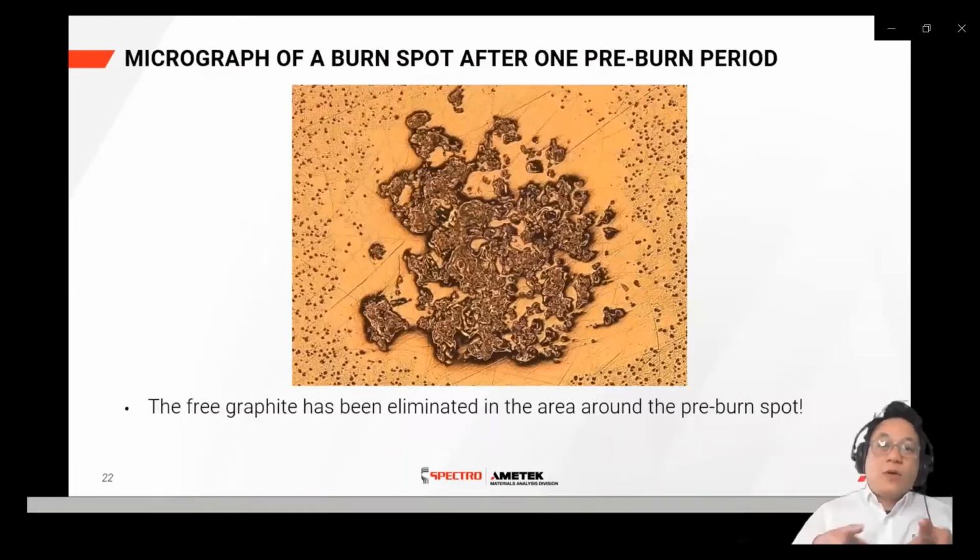Just to give you a little bit more background about Spark OES, let me bring back this cool image from earlier. This shows what's happening during the pre-burn phase on the surface of a sample. The picture shows a micrograph of a pre-burn on a cast iron sample. Around the burn, you can see the globular graphite inclusions, but in the area close to the spark craters, the graphite inclusions are gone. They are burned out, and this behavior is leading to determination of lower carbon content compared to the combustion analyzer.